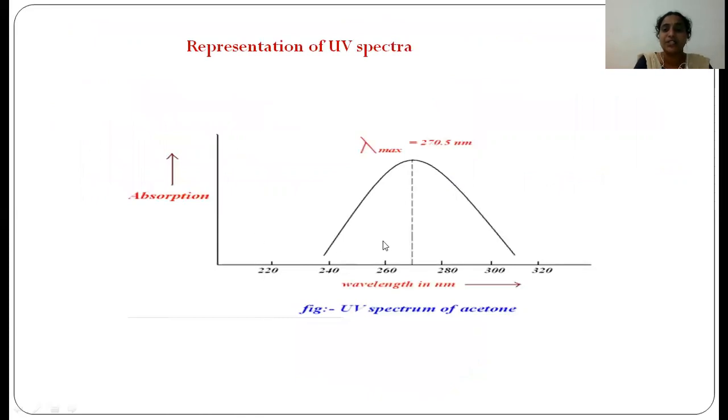And this is the representation of the UV visible spectra. On the x-axis, generally we take wavelength, whose unit is nanometers. On the y-axis, we take the absorption. So as the concentration of the sample increases, the intensity also increases. The middle of this peak tells us the wavelength of that particular peak, which is represented as lambda max, here 270 nanometers. So this is the representation of UV visible spectra.